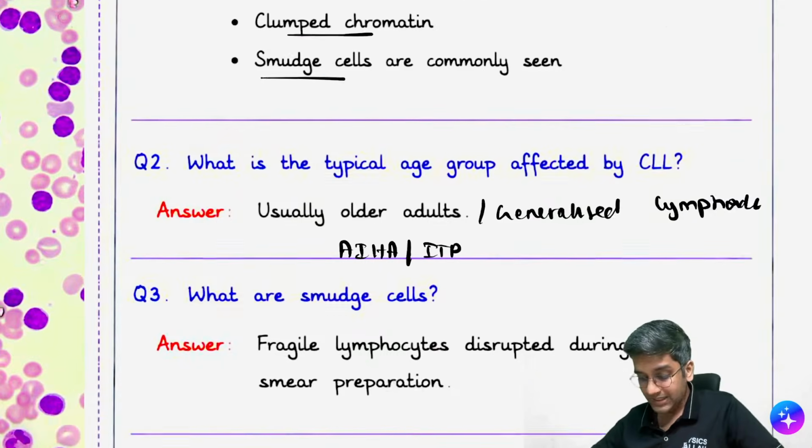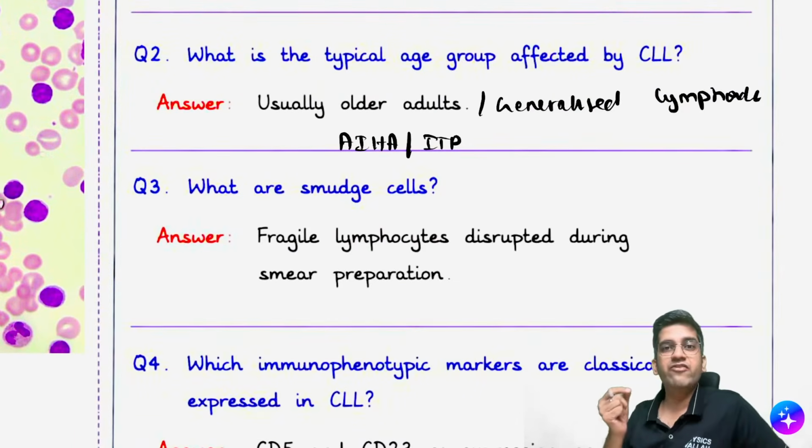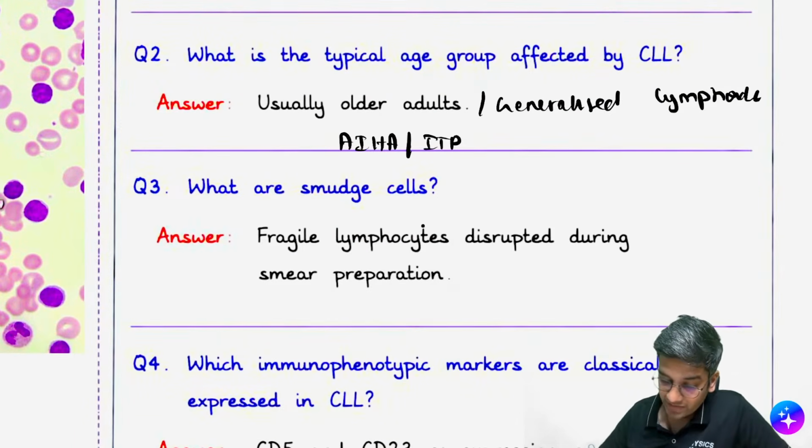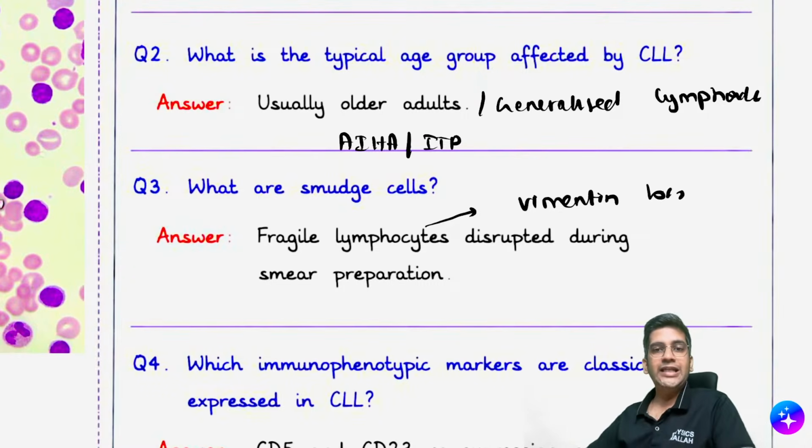Fine. Why is this much happening? They are fragile lymphocytes. Why are they fragile is also a question, right? Because of vimentin loss. Because of vimentin loss, they become fragile, they become disrupted, and then it just breaks when I make a smear.